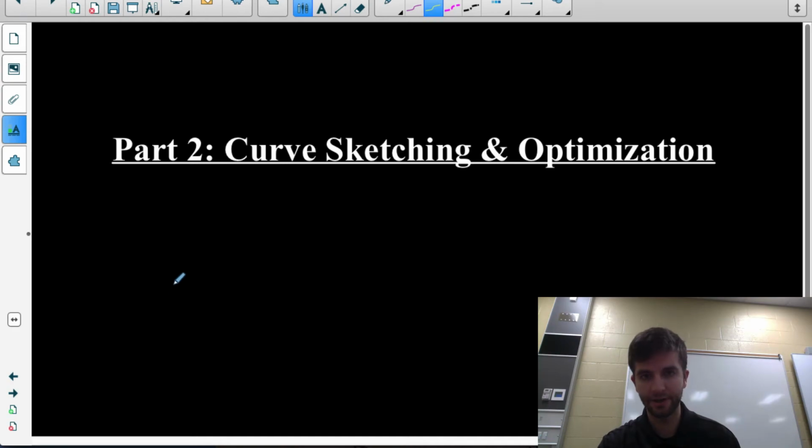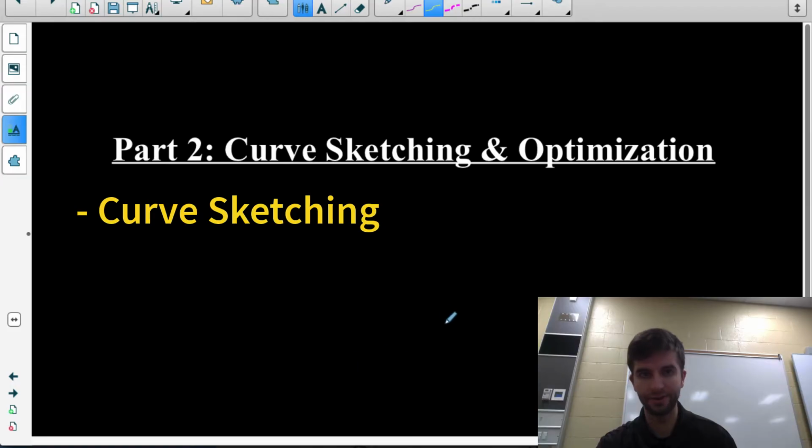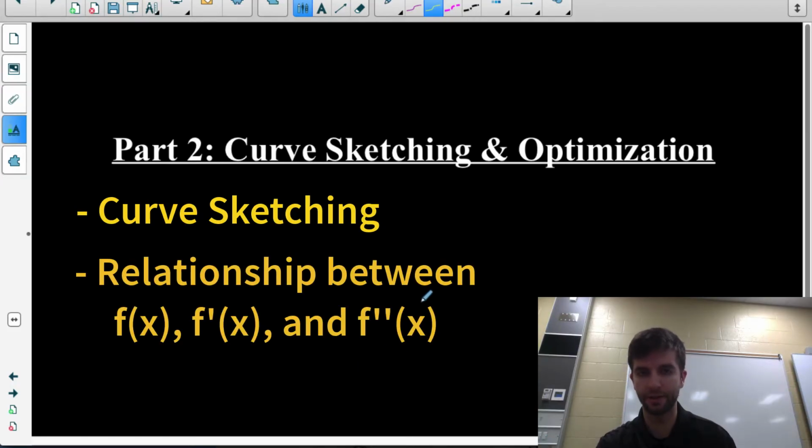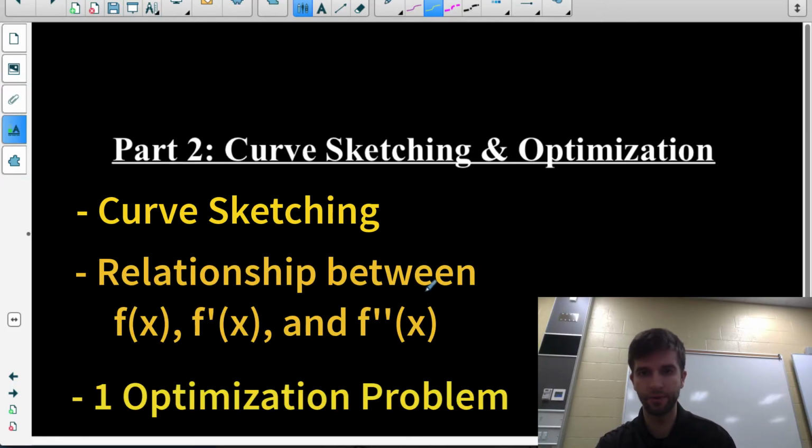Here's part 2 of the entire grade 12 calculus course. In this part we're going to look at curve sketching. In order to do curve sketching, we're going to look at the connection between a function, its first and second derivative, and we're also going to do a couple optimization problems as well.